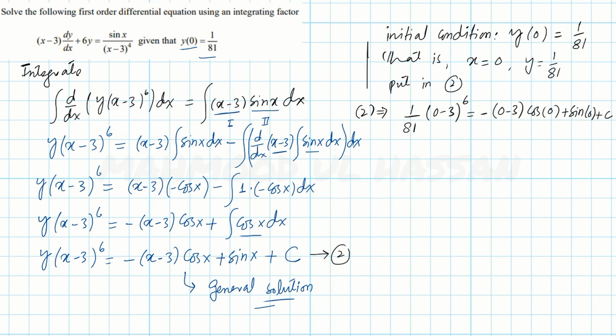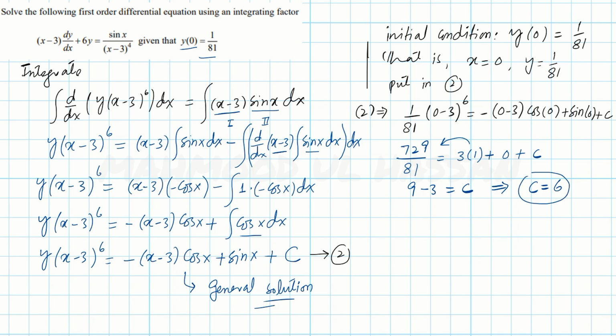So 0 minus 3 is minus 3, and the power of 6: minus 3 to the power 6 is going to be 729. So it is 729 upon 81 is equal to plus 3, since cos 0 is 1 and sine 0 is 0, plus c. When we divide 729 by 81, it becomes 9. We shift this 3 to the other side, so 6 is equal to c. So the value of the constant of integration is 6.